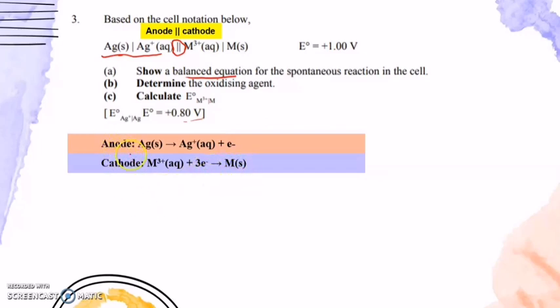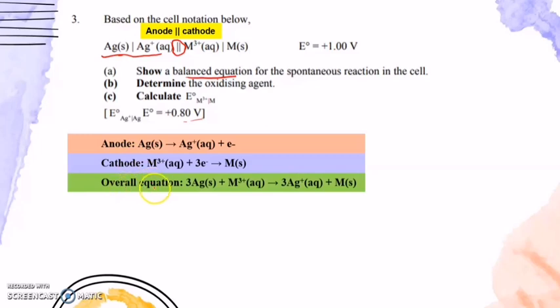When we combine these two half equations, we will have the overall equation. This one we have to times 3. Before we combine the half equations, we have to make sure that our electrons have the same value, so we have to multiply by 3 for the anode equation, and we will get this as our overall equation. You have to put the symbols of solid and aqueous in the equation.